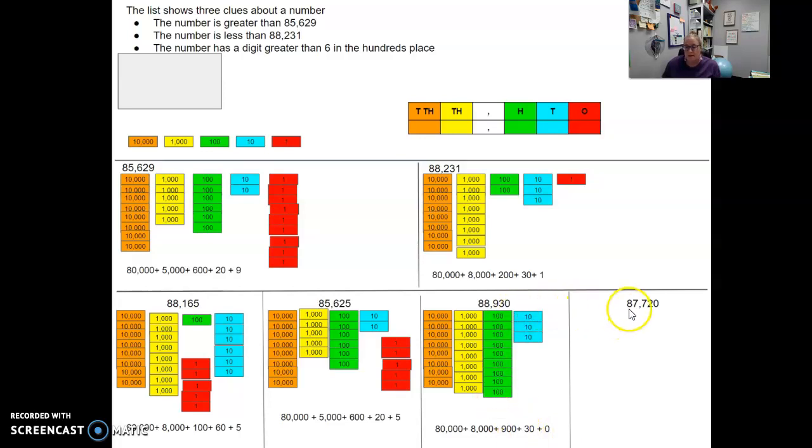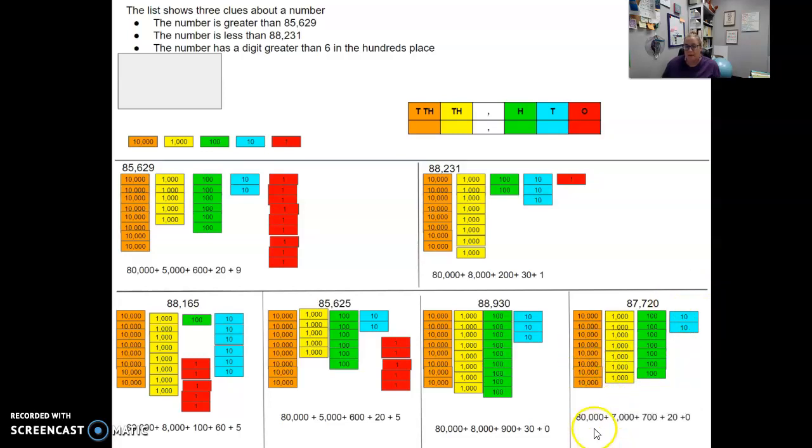The last one I have is 87,720. So again, I'm going to model it. So I have 8 groups of 10,000, 7 groups of thousands, 7 groups of hundreds, 2 groups of 10s, and I don't have any 1s, so I'm going to leave it blank. And if I want to write it in expanded form, it would be 80,000 plus 7,000 plus 700 plus 20 plus 0, or again, I don't have to put the plus 0. I could just stop at plus 20, and they would both be correct.